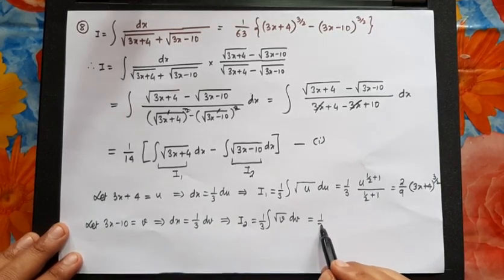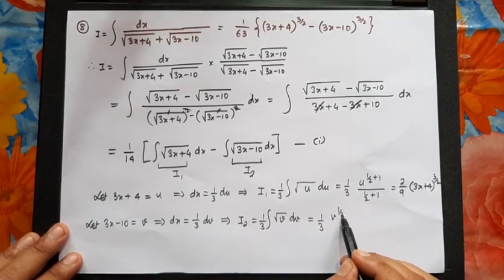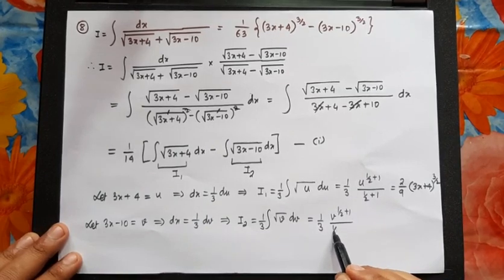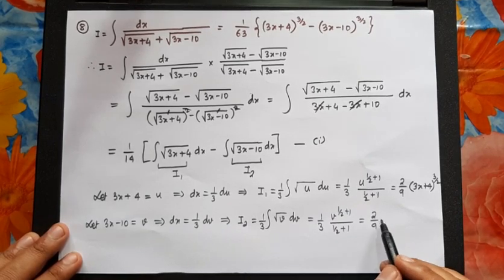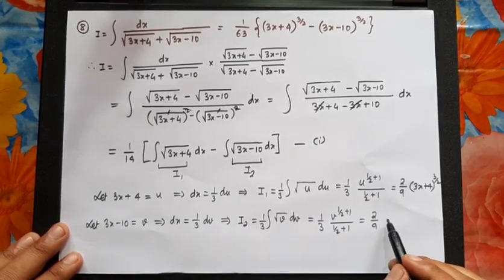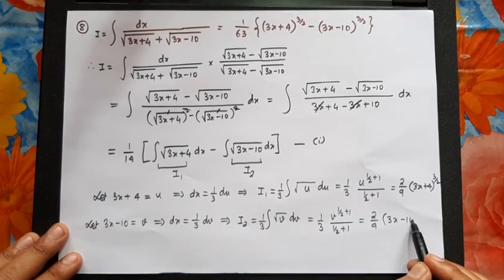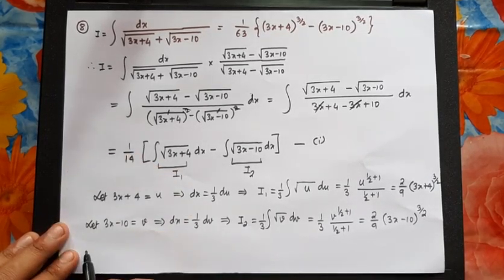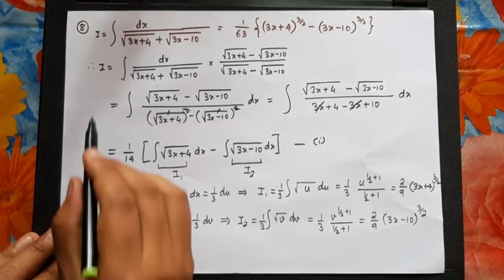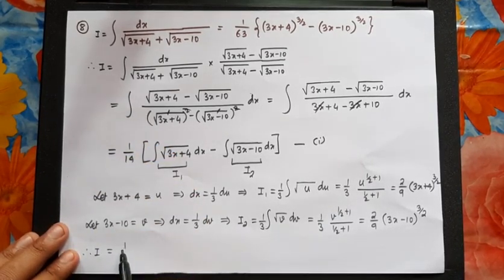So we have 1 by 3 v to the power half plus 1 divided by half plus 1, that is 2 by 9 again, right? So v is how much? v is equal to 3x minus 10 to the power 3 by 2. Therefore my I will be equal to 1 by 14.